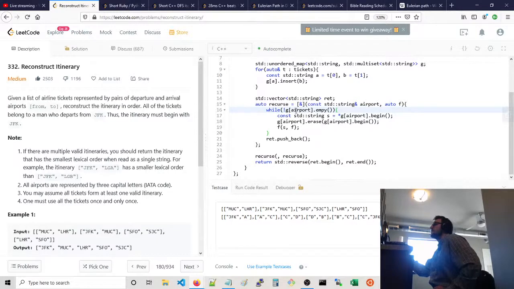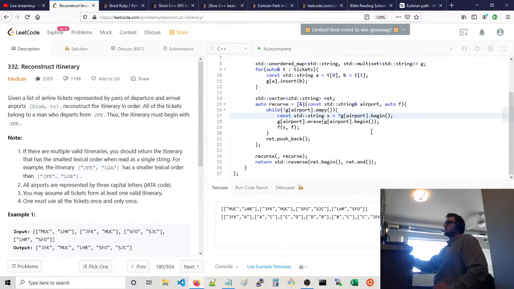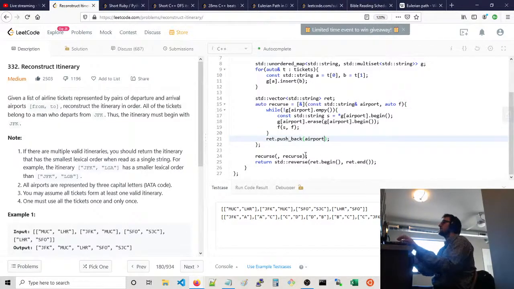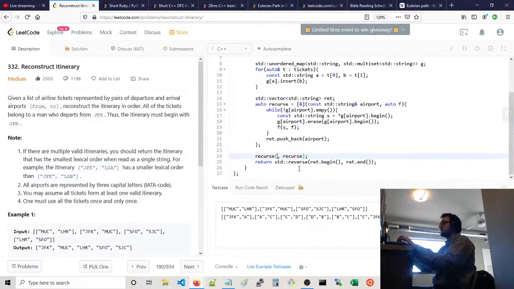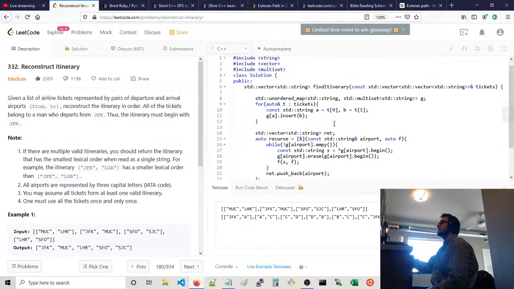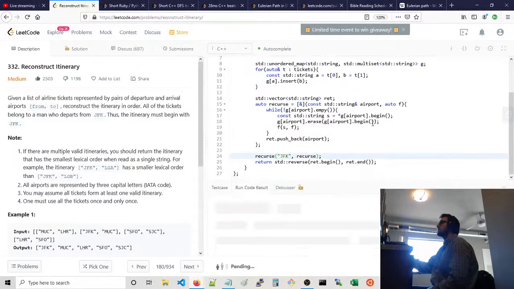And we're going to say while we're not empty, we're going to grab a ticket, grab a destination from this vertex, delete that ticket, and recurse iteratively over all the tickets. And we're going to push back the airport. After we've processed everything, we push back this airport at the end. And we start off at JFK every time. And this should give us the answer we're looking for.